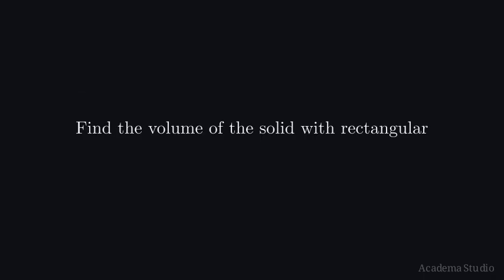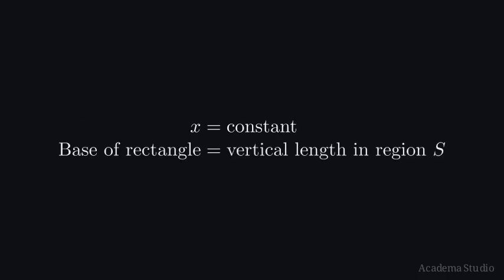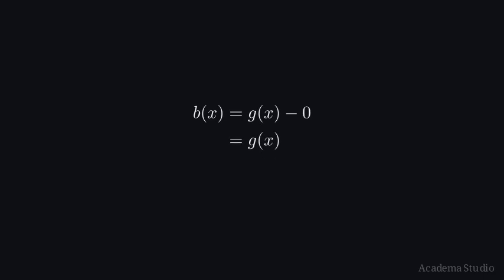Find the volume of the solid with rectangular cross-sections. x equals constant. Base of rectangle equals vertical length in region S. Upper boundary equals g of x. Lower boundary equals 0. The base extends from the x-axis, where y equals 0, to the graph y equals g of x. Therefore, the base length is g of x. b of x equals g of x minus 0, which equals g of x.